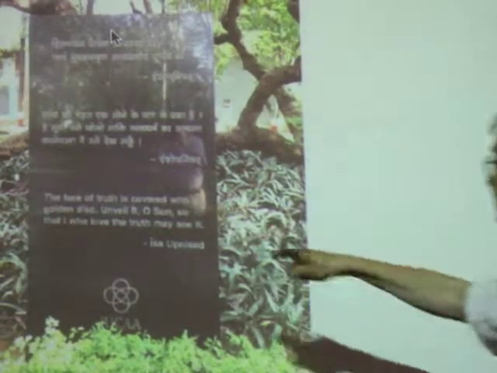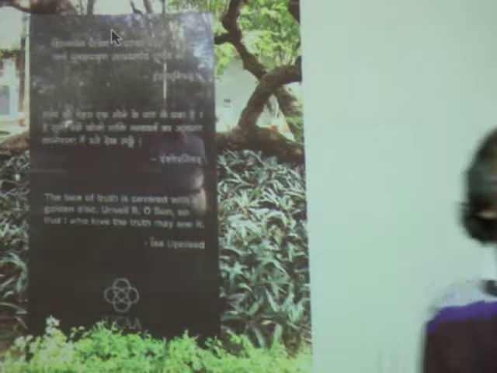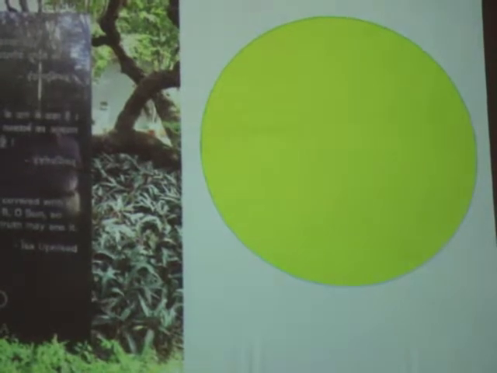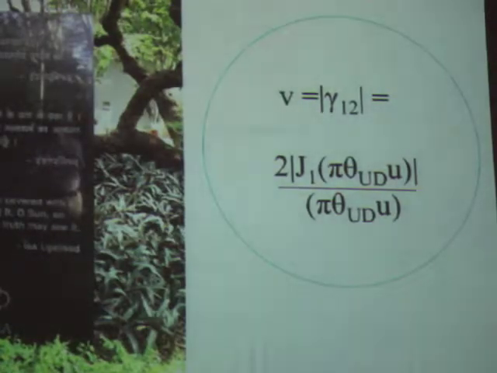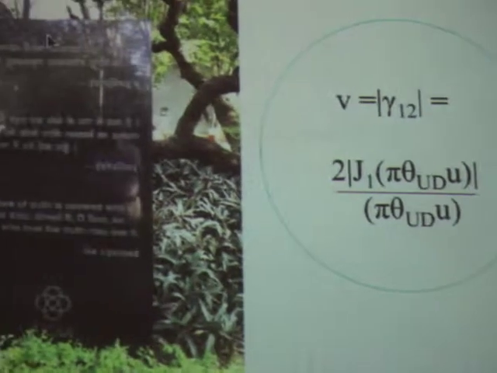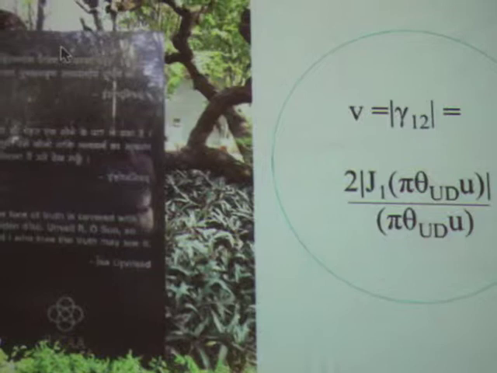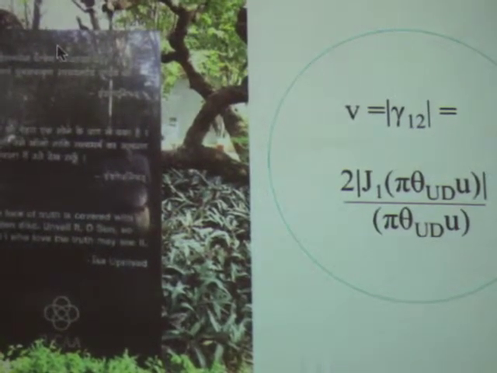So, in conclusion, before the break, I draw your attention to these very nice lines: The face of truth is covered with a golden disk, unveil it, so that I who love the truth may see it. So in our case, it would look like that. This is a golden disk. And now you want to unveil the disk and see what is the truth behind. In our case, the visibility of the fringes is a Bessel function divided by that. Okay, so we make the break now, go for tea, and after we continue.